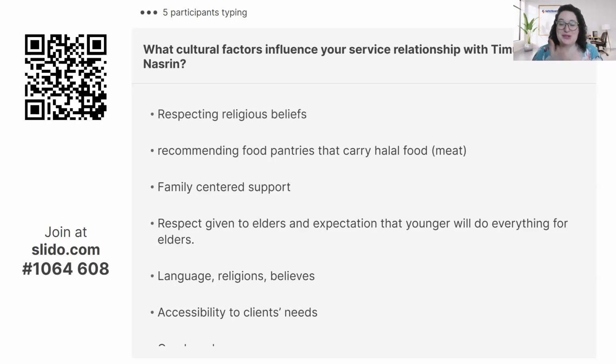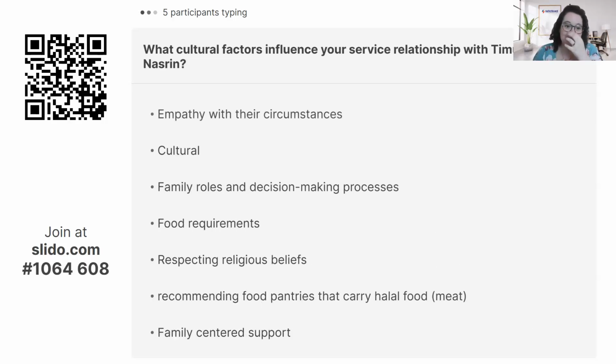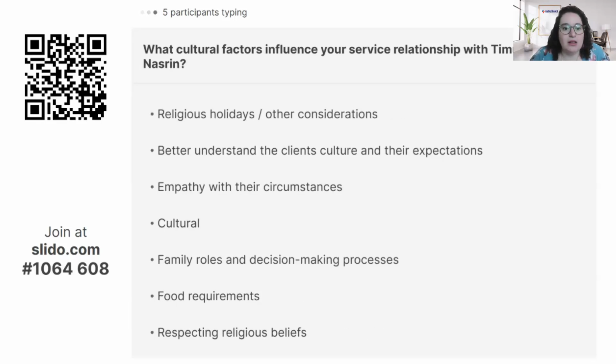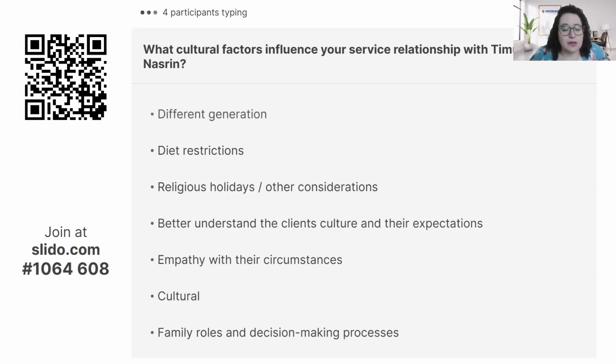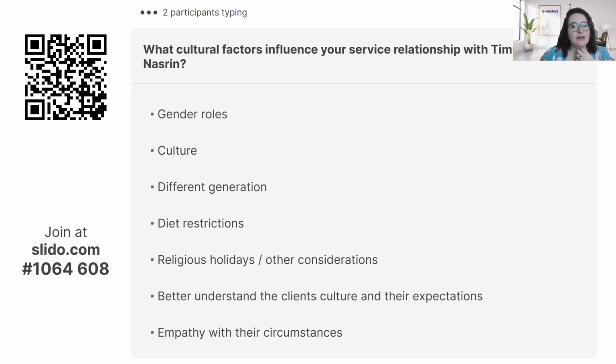I expect you to do things too because you're a part of this case. And that might feel culturally incongruent, but that's part of this new relationship, this new professional relationship. That's a really good one. Recommending food pantries that carry halal meat, absolutely. Considering their religious holidays, better understanding their expectations, empathy with their circumstances, absolutely. Diet restrictions, their culture, absolutely. Okay, these are great.